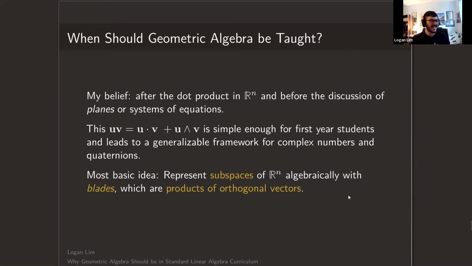So when should this actually be taught? It's all well and good to say it should be taught, but we should think about where to insert it into the curriculum, right? My belief is that it's simple enough to learn after the dot product. And not only that, we can actually define the dot product in terms of the geometric product, so we don't even need to stipulate its existence.